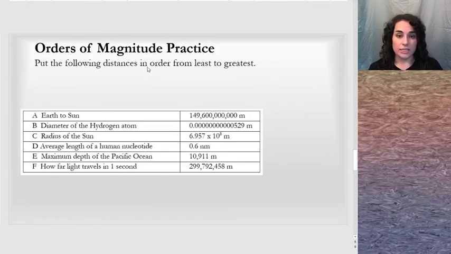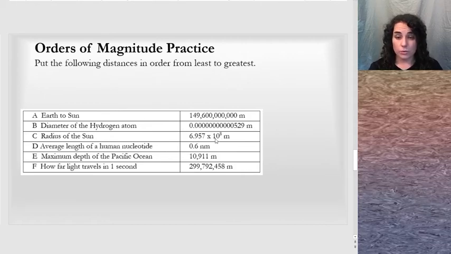Put the following distances in order from least to greatest. And you're looking down here at the sun distance. These are all in meters, except look at this one. This is in nanometers. And some of these are just listed with commas, and this one has scientific notation. Remember, diameter of the hydrogen atom? So that's what that number was. This is in scientific notation.